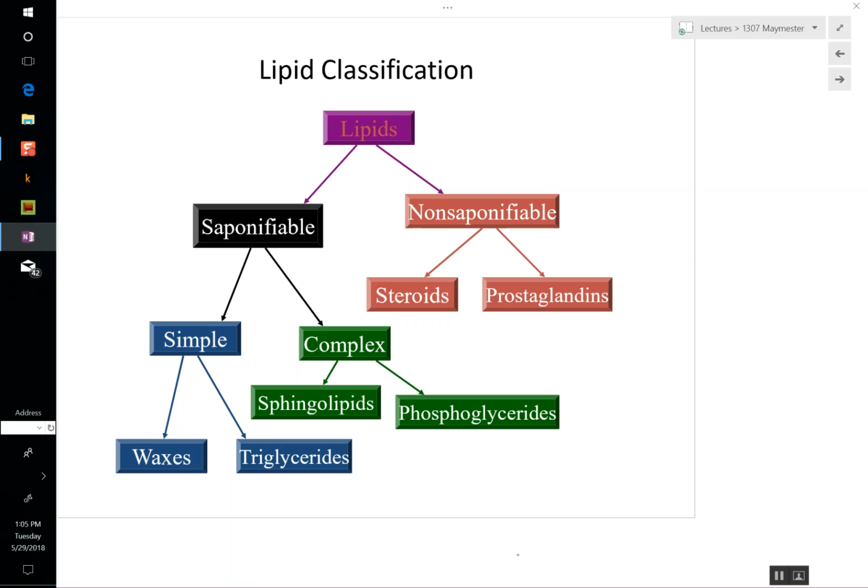Triglycerides, phosphoglycerides, and steroids. There's other stuff in here. So right over here I'm going to just put triglycerides, so you can keep track of it. Phosphoglycerides. And you can see they're referring to these as simple and these as complex. All right, simple, there's only two components here.